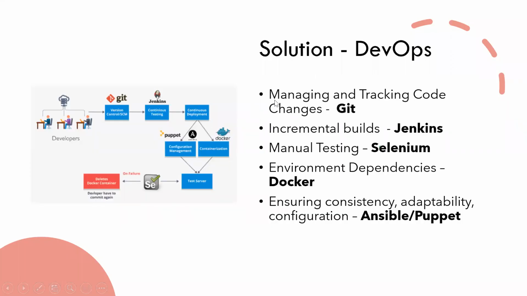DevOps helped them in the following ways. The first one is they used Git for managing and tracking their code changes. For incremental builds, to manage and test them, they used Jenkins. For environmental dependencies, they used Docker. For manual testing, they moved to automation and used Selenium. And one point I missed: configuration management, for which they used Ansible and Puppet.